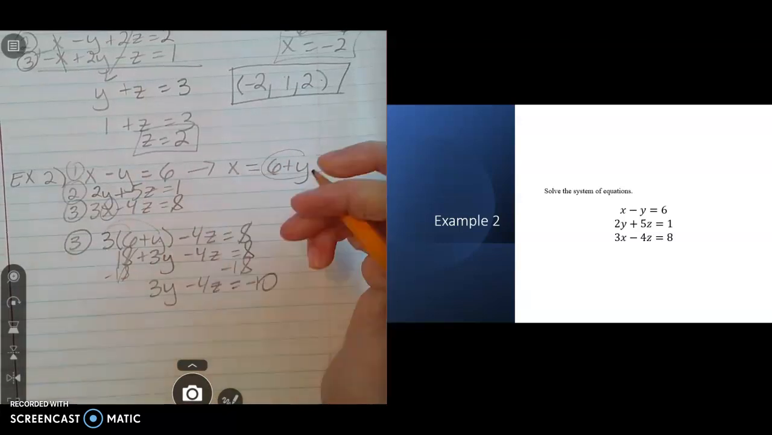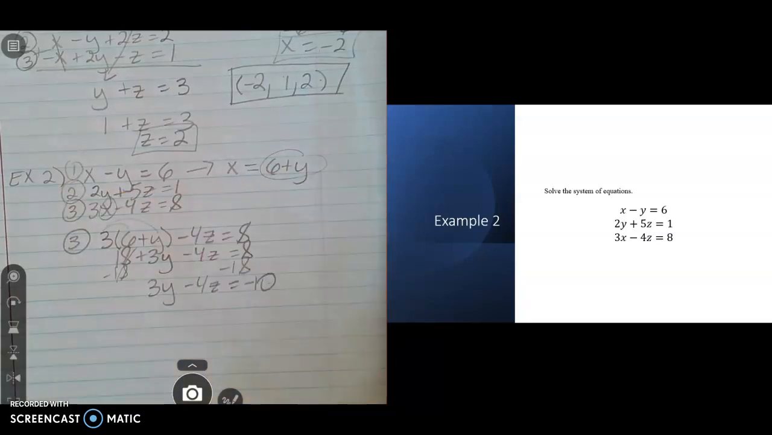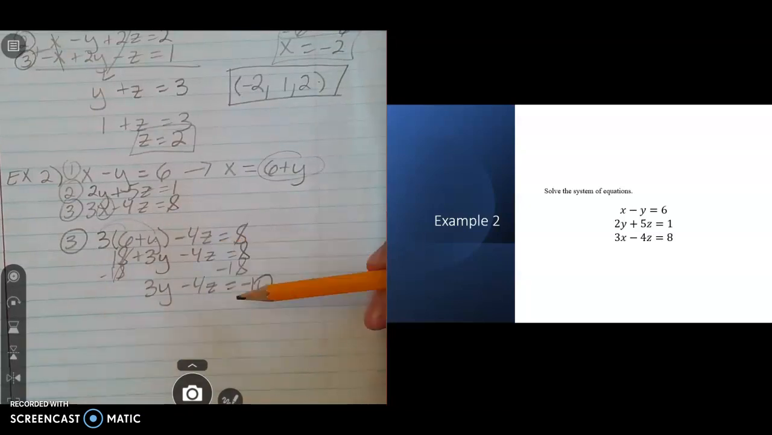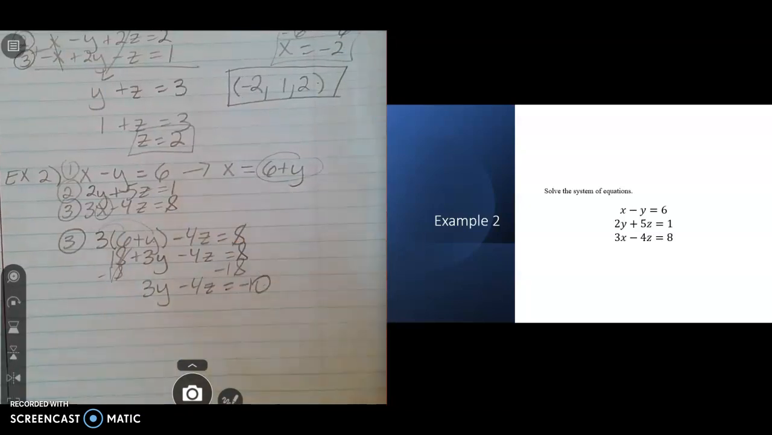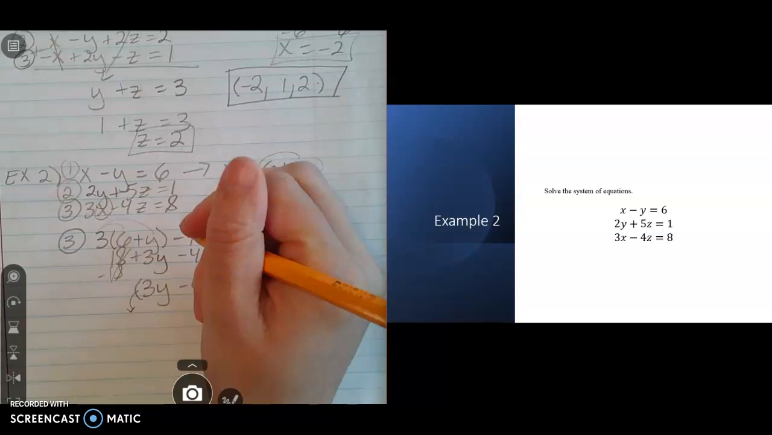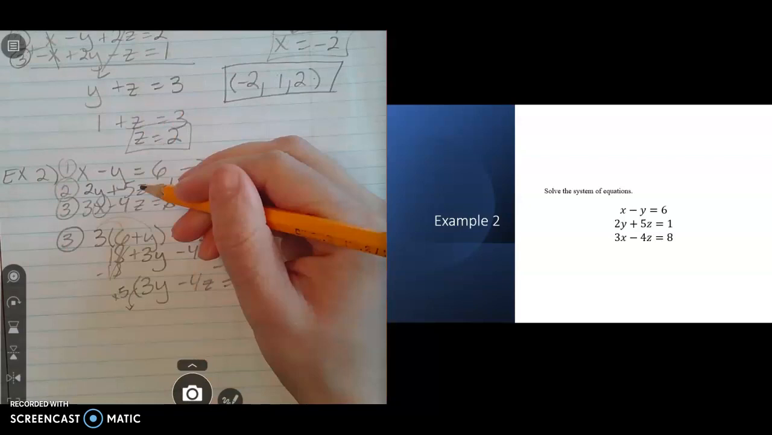So now this equation and my equation 2 have the same variables. They both have y and z, which is helpful. And from here, I can either continue using some substitution or I could use elimination. I think because now I'm kind of in standard form with both of those, I'd rather use elimination. So what I'm going to do is take this equation and multiply it by 5 so that I can cancel out my z's.